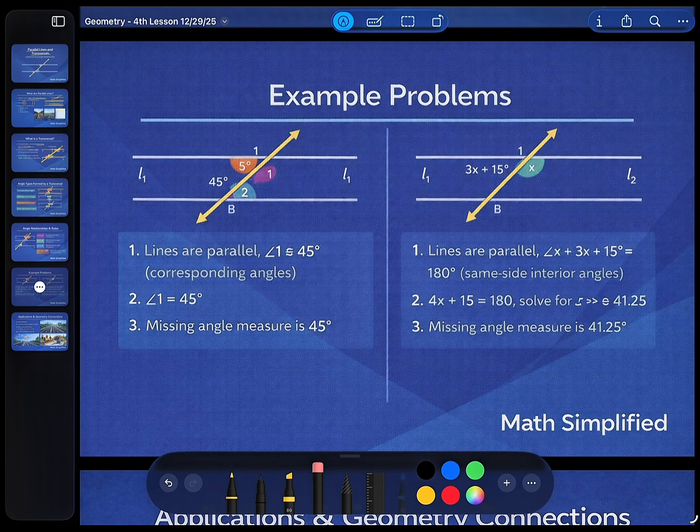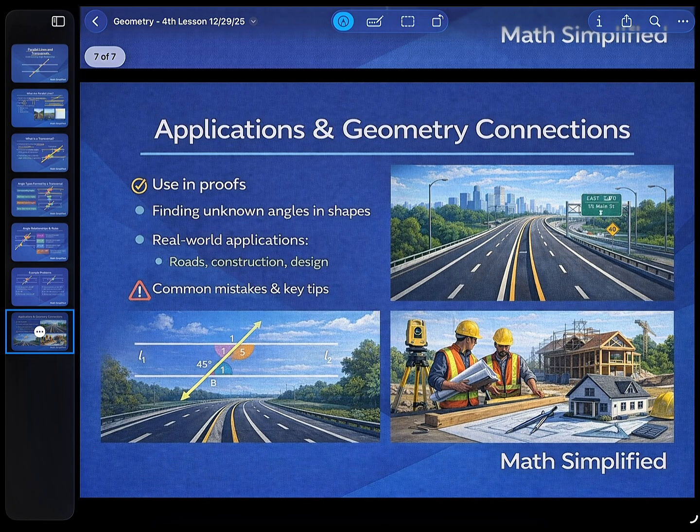So here you guys can see other example problems, and we could find missing angles and stuff like that. So its applications in geometry, we need to use in proofs, which you guys will learn later on. Finding unknown angles and shapes are real world applications, and it's pretty common to make mistakes around this.